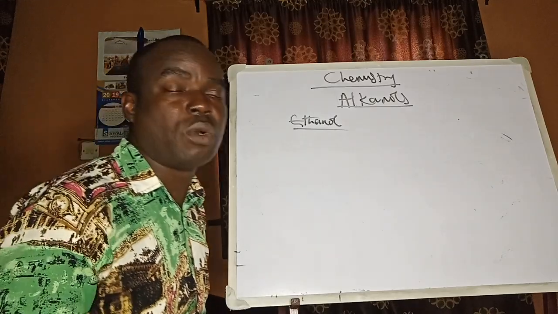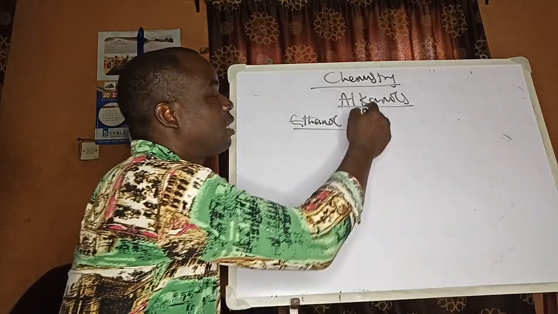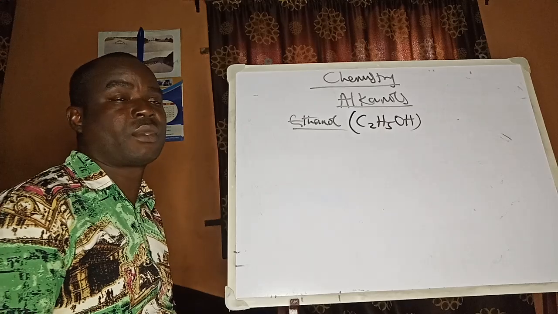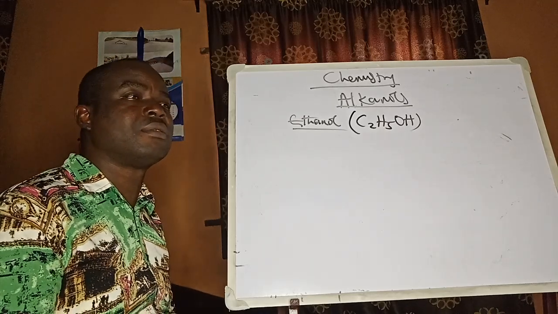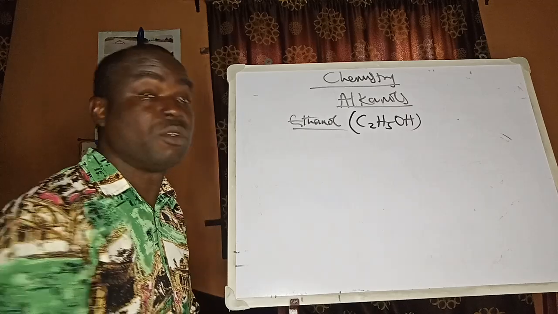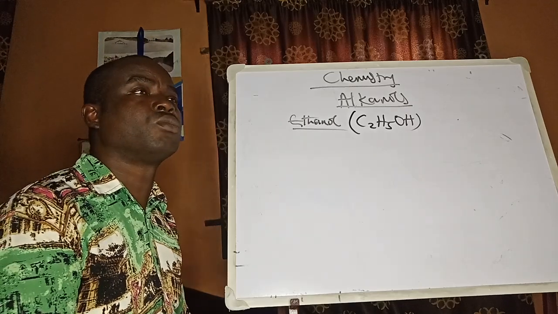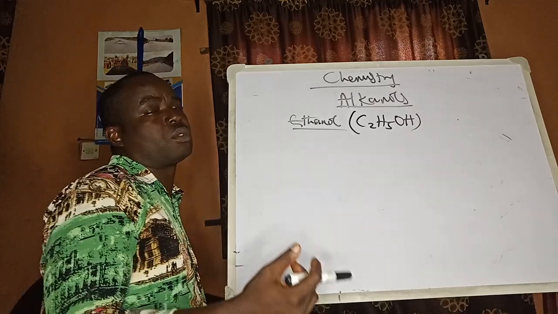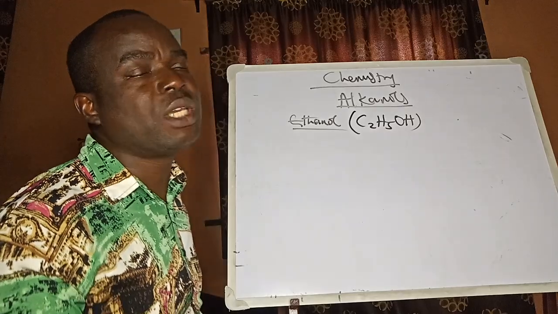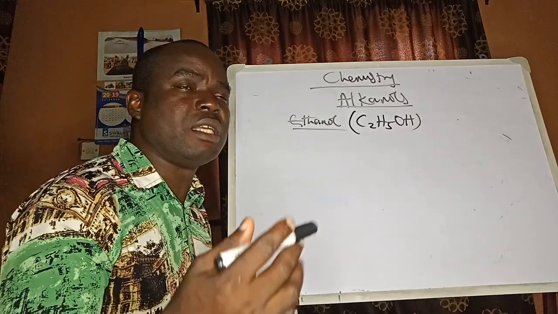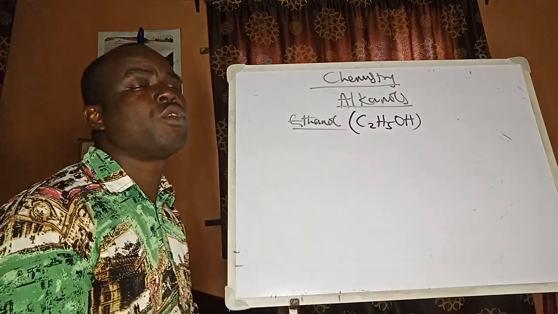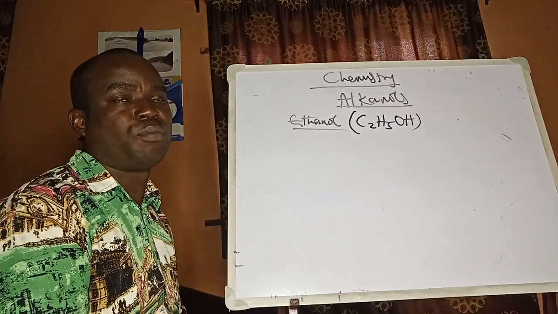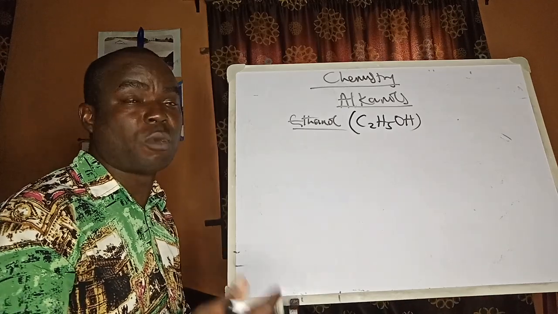Now, as you know from all our discussions, ethanol is C2H5OH. It's a very important organic compound industrially. But I want to first talk about the preparations of ethanol. How do we get ethanol in the laboratory? How do we manufacture ethanol? There are different ways of manufacturing it, but I will talk about some of them.